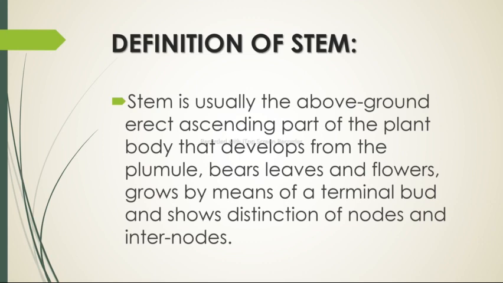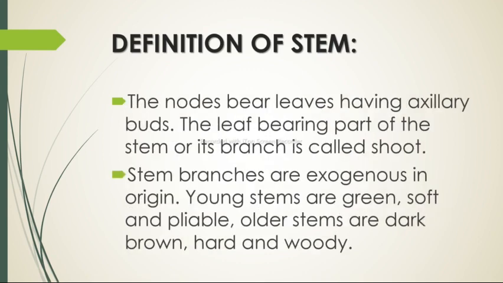Definition of stem. Stem is usually the above ground, erect, ascending part of the plant body that develops from the plumule, bears leaves and flowers, grows by means of a terminal bud and shows distinction of nodes and internodes. The nodes bear leaves having axillary buds. The leaf bearing part of the stem or its branch is called shoot. Stem branches are exogenous in origin.